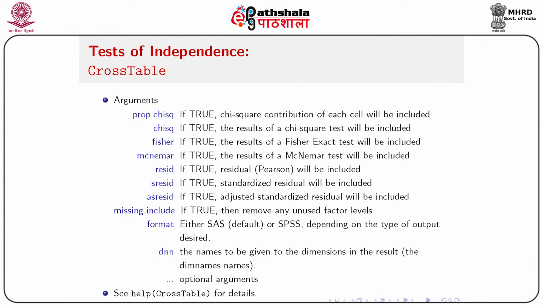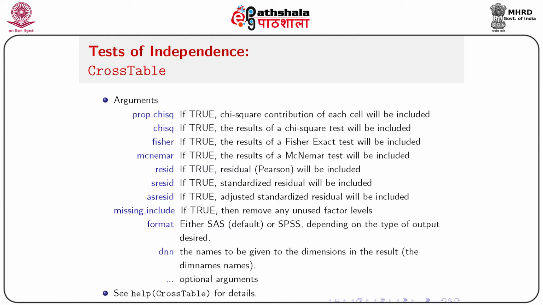The prop.chi-square, if true, the chi-square contribution of each cell will be included. Chi-square, if true, the results of chi-square test will be included. Fisher, if true, the results of Fisher exact test would be included. And McNemar, if true, the results of McNemar test will be included. McNemar is for the repeated measure design for categorical data.